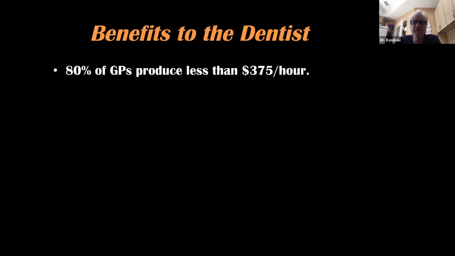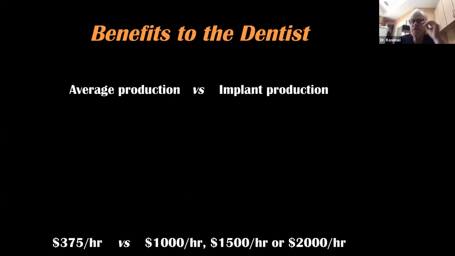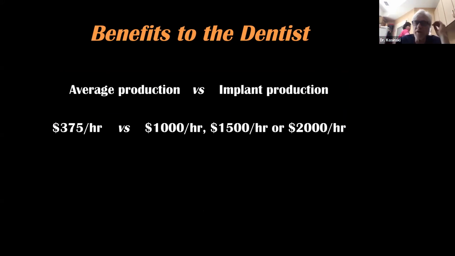So the benefits: 80% of GPs produce less than $375 an hour per the literature. Even with 1 hour scheduled for surgical placement and 1 hour for restorative appointments to complete one dental implant, the hourly production is about 3 to 5 times the highest usual hourly production rate. So that's significant, doctors. Average production in an office, according to literature, is $375 an hour versus $1,000 or $1,500 or $2,000 per hour. 3, 4, 5 times your profit margin.